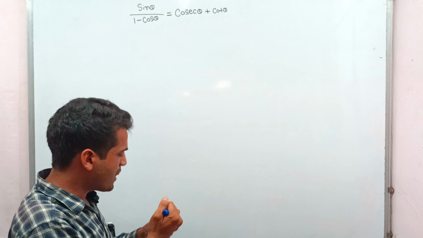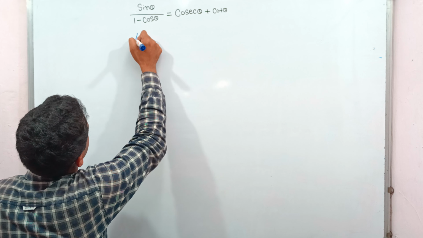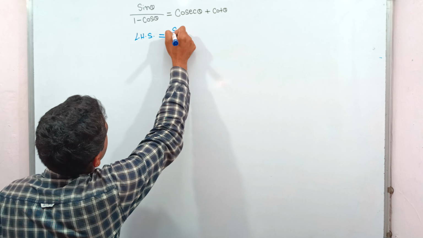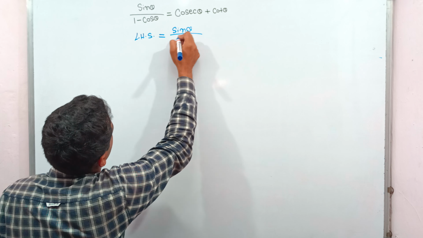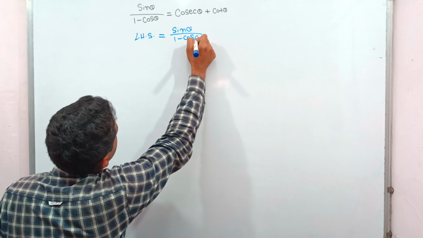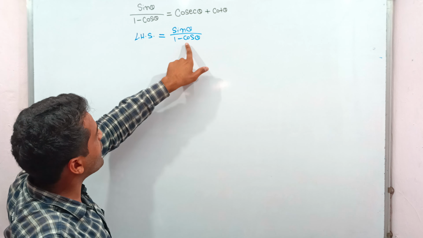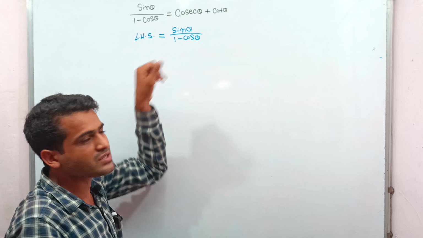First of all we have to write the left hand side. Left hand side means whatever is given on the left side, we have to copy as it is: sine of theta upon 1 minus cos of theta. Whenever you find this in the denominator, we have to multiply the numerator as well as the denominator with the conjugate sign. It means whatever is given in the denominator, we take numerator and denominator in multiplication form, but change the middle sign.